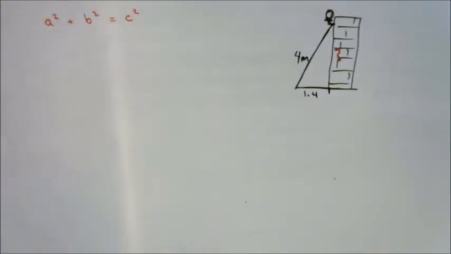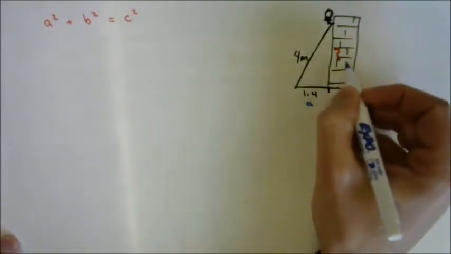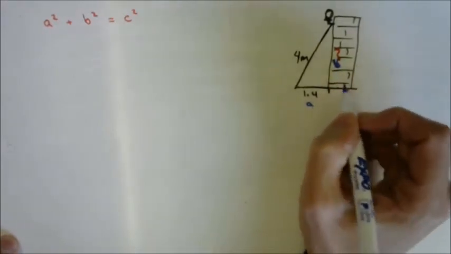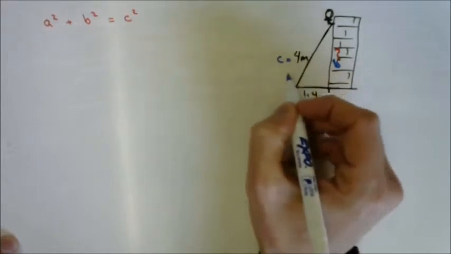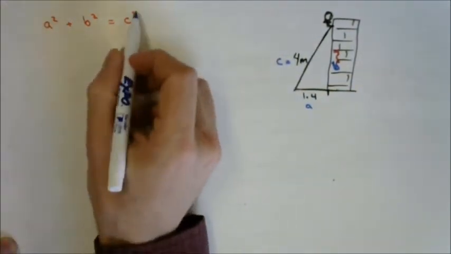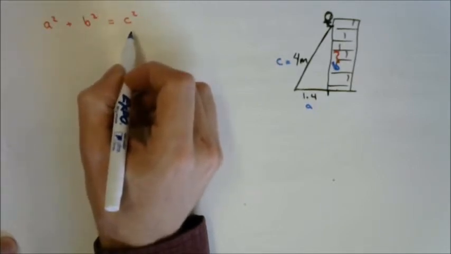Alright, and which lengths do I know? C and A. That's right, we know C, and you can call this A, that's fine, then that would make this side B. You could do it the other way around too, it makes no difference as long as the hypotenuse is 4 meters. The hypotenuse is the longest side, so it's going to be by itself on this side of the equation.